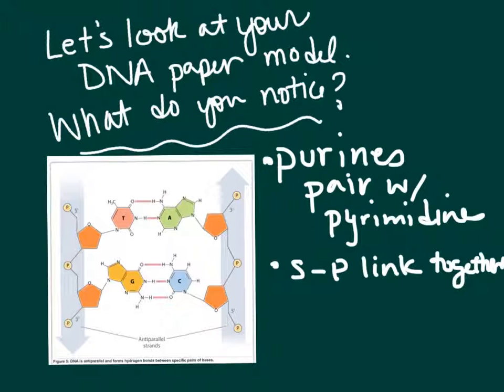Like one side's upside down. One side is upside down. Is that so it can get the mirror image? That's what makes it anti-parallel, right? In order to make the bases fit together like a puzzle, the way they're supposed to be complementary, one side has to go in the opposite direction of the other. So it's anti-parallel.